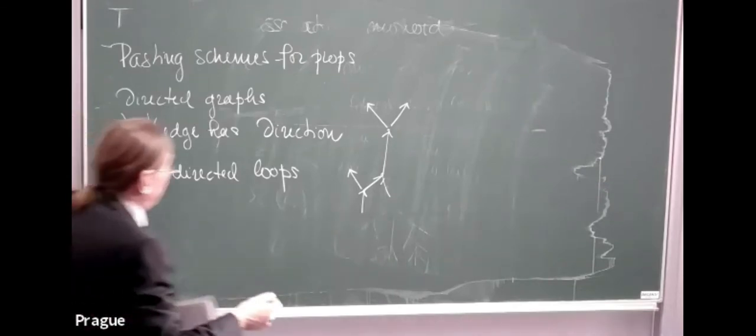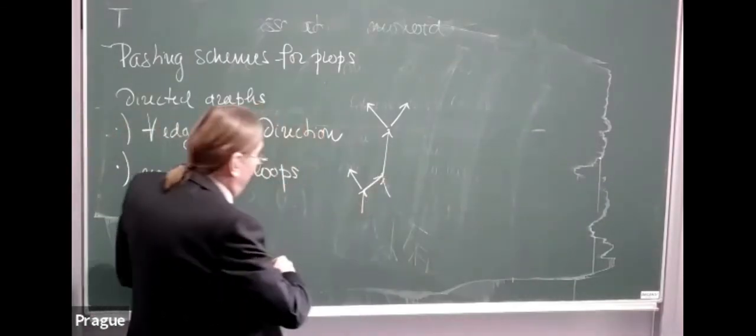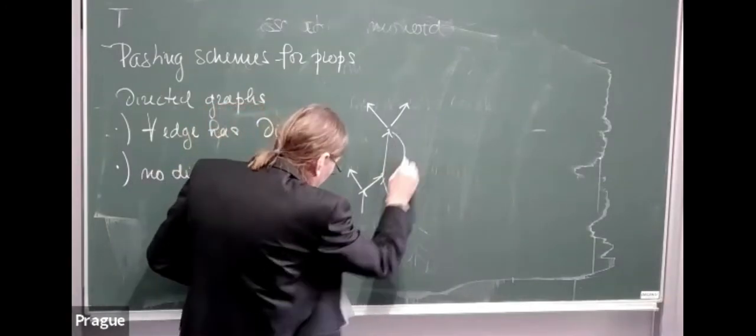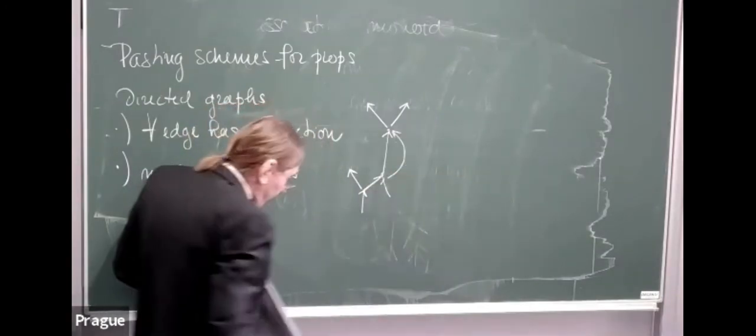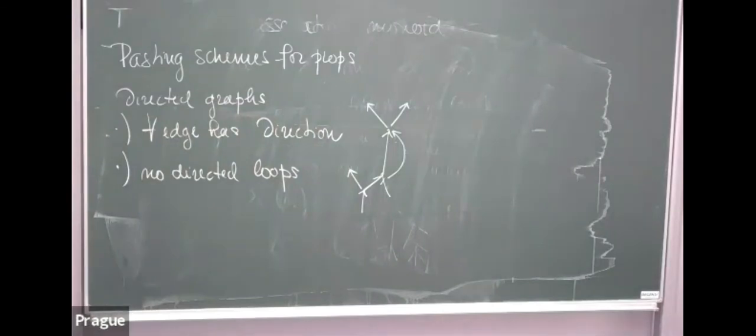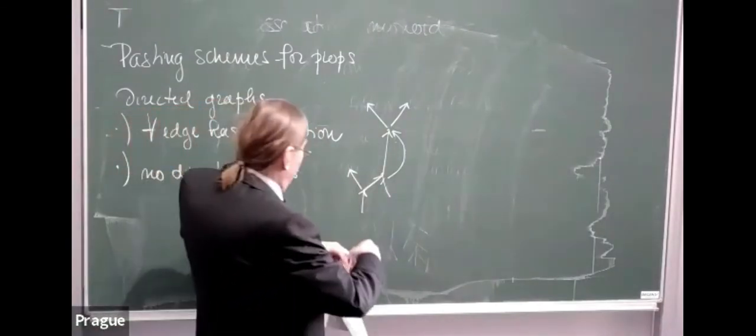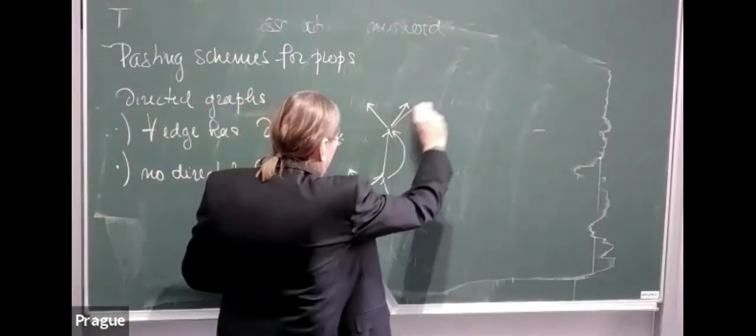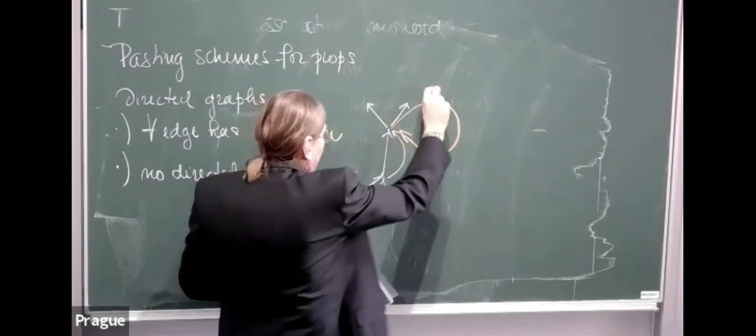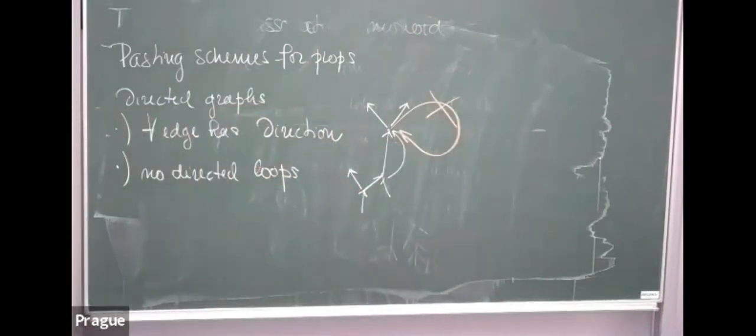So actually, I may have non-directed loops. I may have parallel edges. This is the point, but I may not have things like, for instance, this. So this is forbidden. So these are pasting schemes for props, but one has to be very careful.